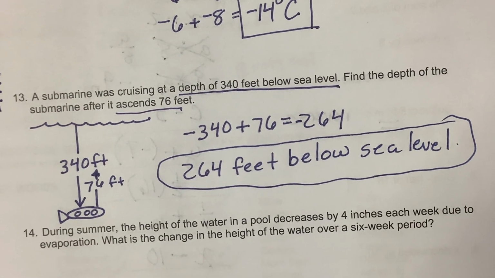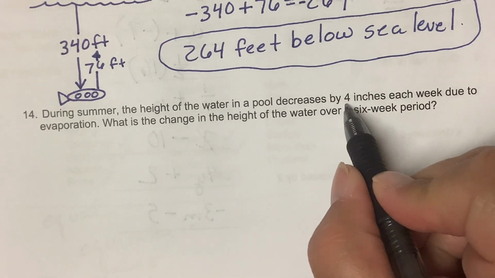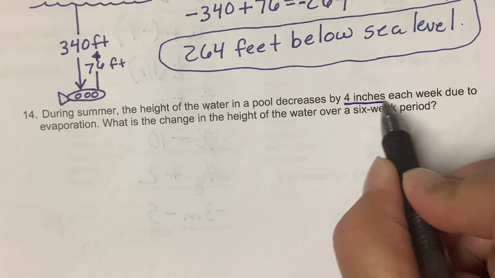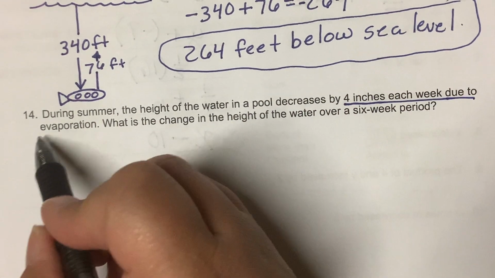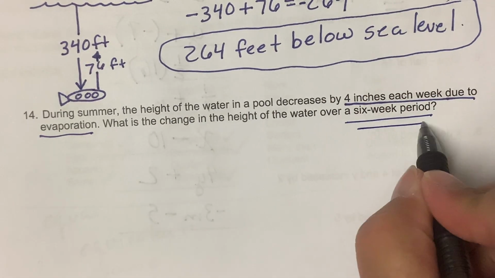All right, next one. During the summer, the height of the water in a pool decreased 4 inches each week. They must have a hole. Oh, wait, no, maybe the sun. Each week, due to evaporation. Oh, look at me learning to read. What is the change in the height of the water over a 6-week period?